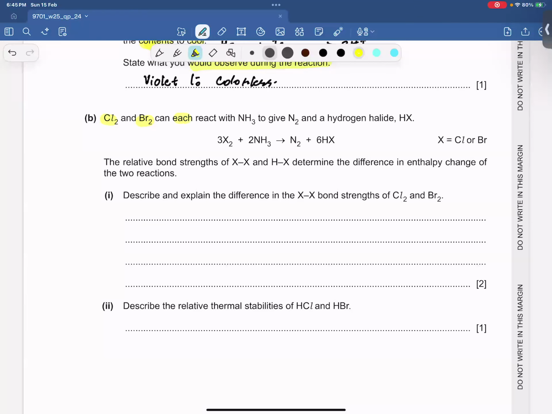Chlorine and bromine can each react with ammonia to give nitrogen and hydrogen halide. Now, the halogen could be chlorine or bromine. The relative bond strength determines the difference in the enthalpy change of the two reactions. Describe and explain the difference in the halogen bond strength of chlorine and bromine. So that's easy.